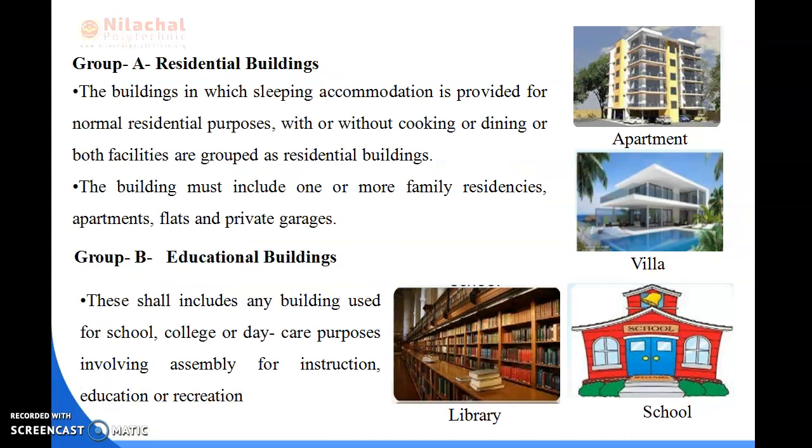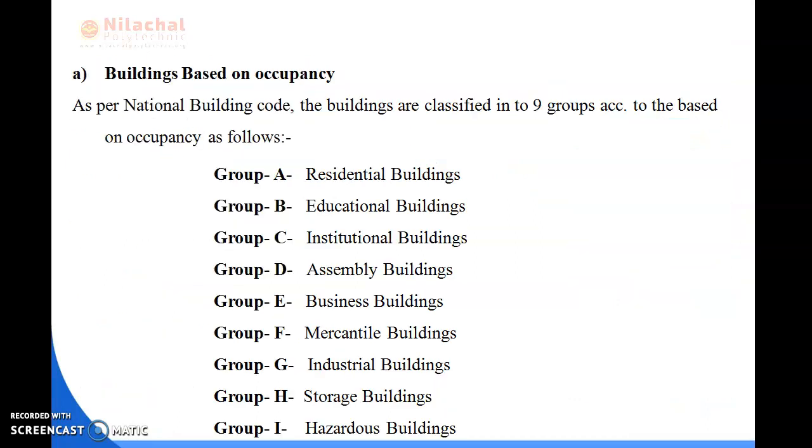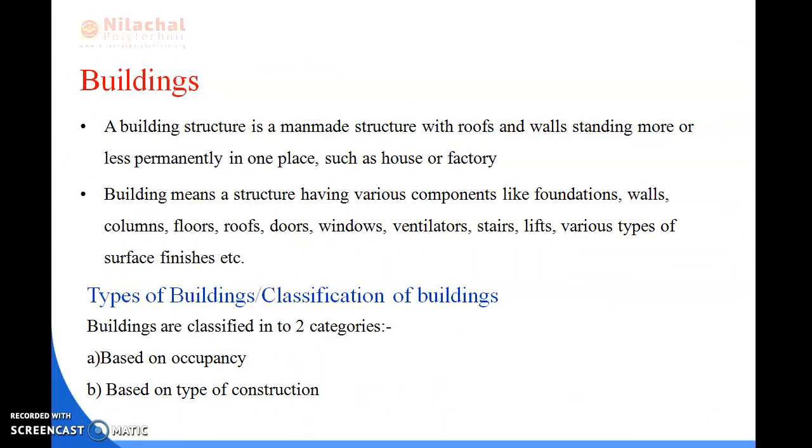Okay, so we can say that buildings are man-made structures with roofs, walls, doors, windows, ventilators, staircases, and lifts. So this comes under the definition of the building. We have already discussed the classifications of the building. The buildings have been classified into two types or two categories. First is based on the occupancy, second one is based on the type of construction.